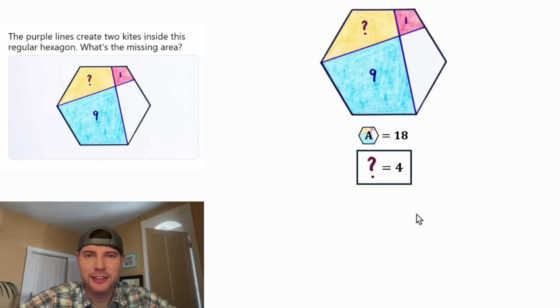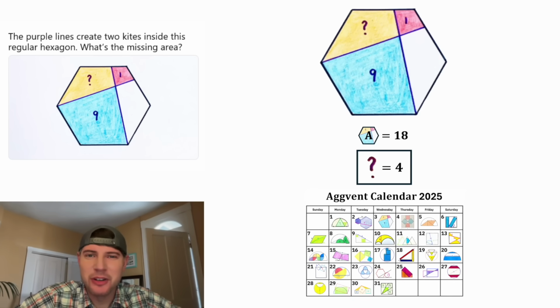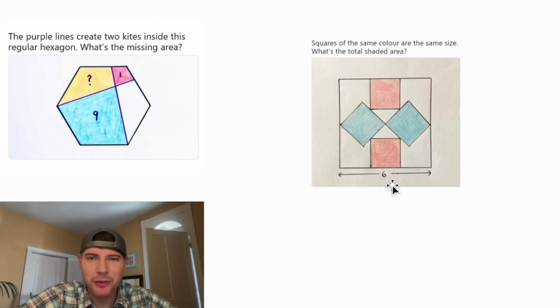How exciting. This problem was day 3 of the 2025 Aggvent Calendar, and this is the problem for day 4. We're given that the 2 red squares are the same size and the 2 blue squares are the same size. We're also given that the base of the larger figure is equal to 6. And it's asking us for the total shaded area. This looks like it'll be a fun one. How exciting.